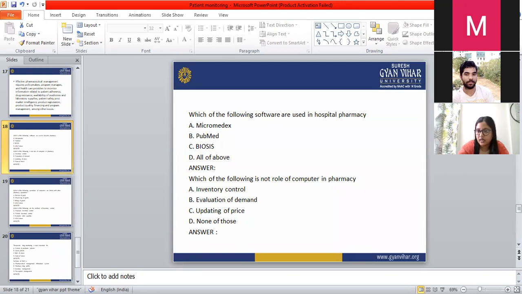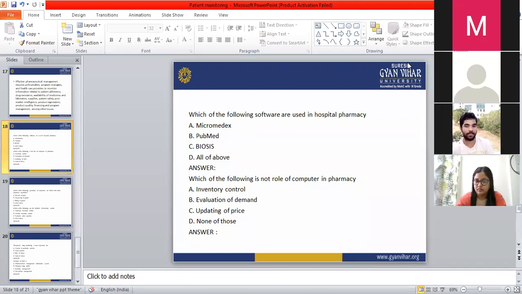Okay. Sagar Kumar, tell me the answer. Ma'am, updating of price हो. Updating price. Why? Yes, कंप्यूटर का कोई रोल नहीं है प्राइस अपडेट करने में. ऑब्वियसली कंप्यूटर का रोल है.